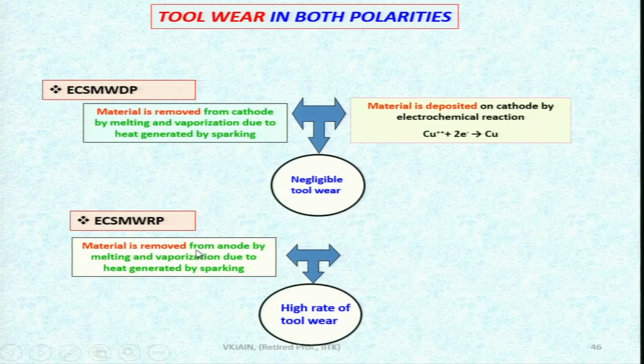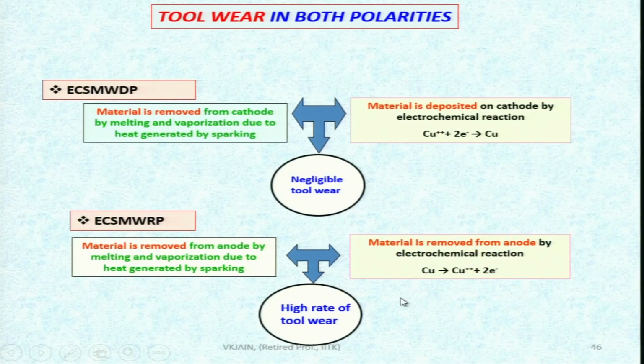In reverse polarity, material is removed from the anode. In this case, sorry, not the workpiece, but the anode is there, because the workpiece is electrically non-conductive. Material is removed by melting and vaporization due to heat generated by sparking at the anode. In this case, sparking is taking place at the anode, and there is a high rate of tool wear, because at the anode tool wear is taking place and material is also being removed from the anode, as we already know from electrochemical machining and Faraday's laws. Material is removed from the anode by electrochemical reaction like this.